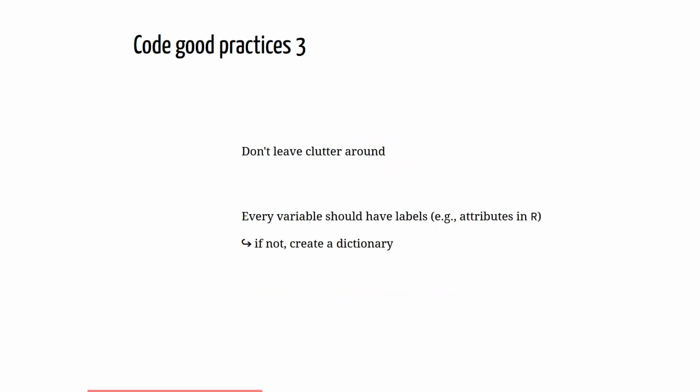Another good practice, try to not leave clutter around. If there are data or scripts you don't use anymore, if there's code that you don't use anymore, delete it and just make sure that you have only the essential things for your work. If you create new variables, try to have labels or attributes to explain what they mean. If you don't have that, try to create a dictionary for your data. Again, this will ensure that other people understand the data that you have and you can share it with others as well.